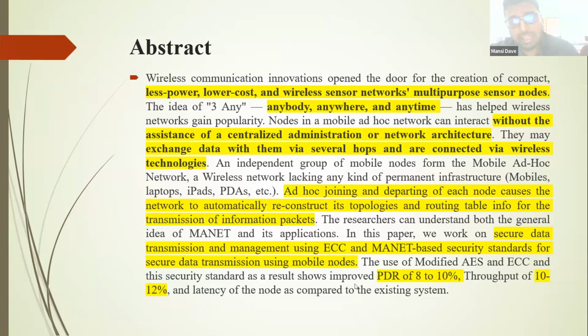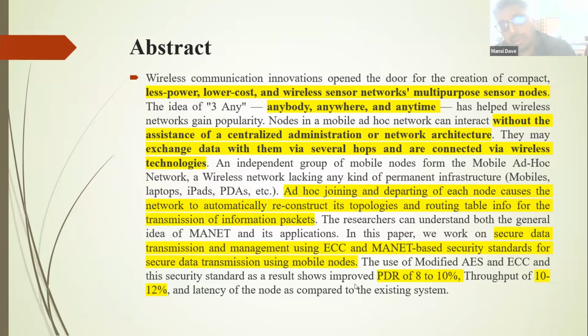Now, next is ad hoc joining and departing. One more advantage, the third one: when we are using a wireless network, a node can directly connect with another node, or one network with another network, at any time. And in this, they do not require predefined topologies or routing tables, because when a packet is transferred from one node to another node, one network to another network, they decide the topology and routing table based on the current scenario going on in the network, right? So this is the third advantage.